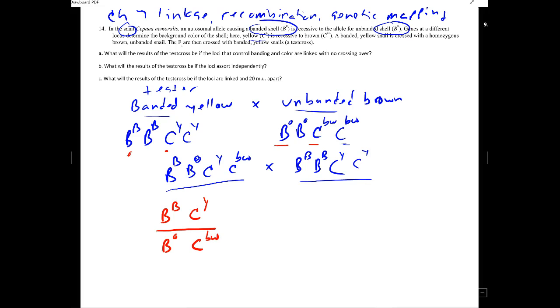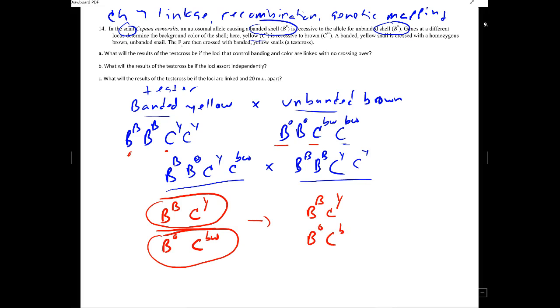And now we're saying that they're linked and there's no crossing over. And so if that's the case, all you can get is this and this. So when we do this cross, we'll end up with these kinds of gametes and these kinds of gametes. And when they get mated to this guy, these guys can only make this kind of gamete. And so because these are recessive, because it's a test cross, the phenotype will be the same as this.